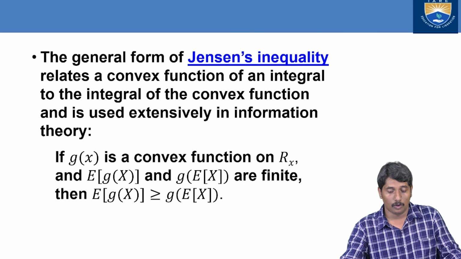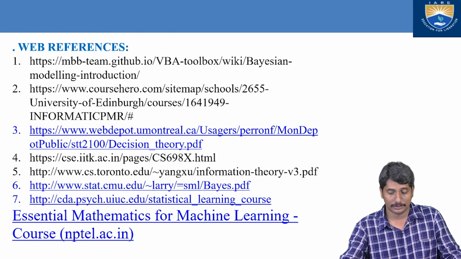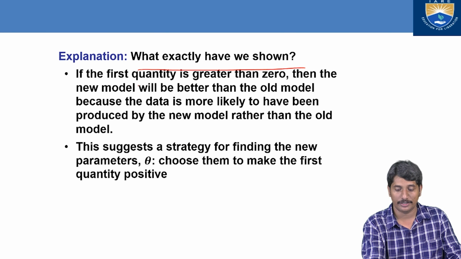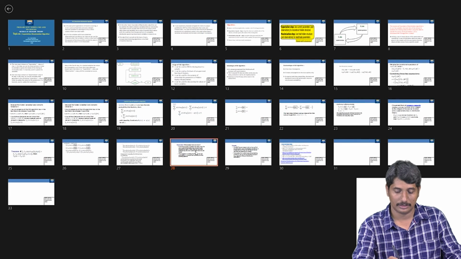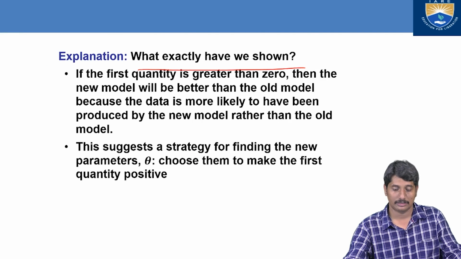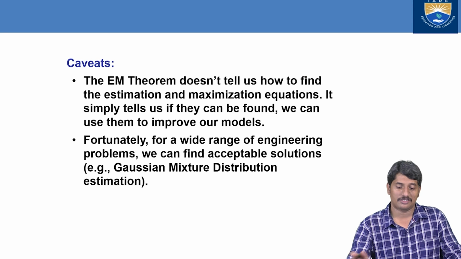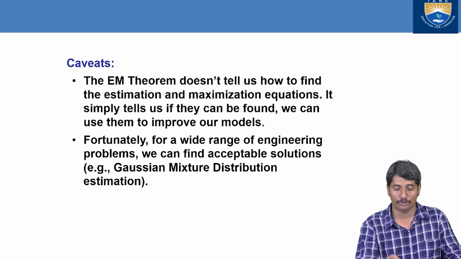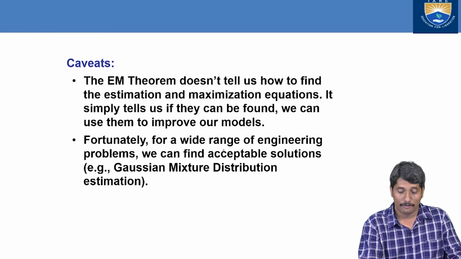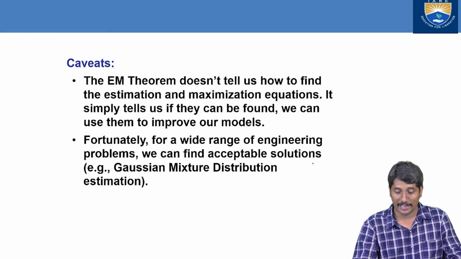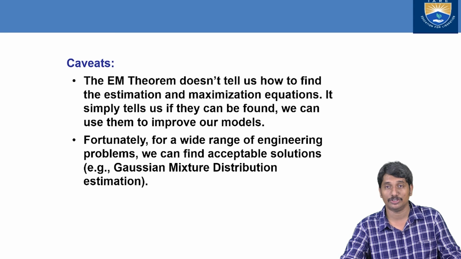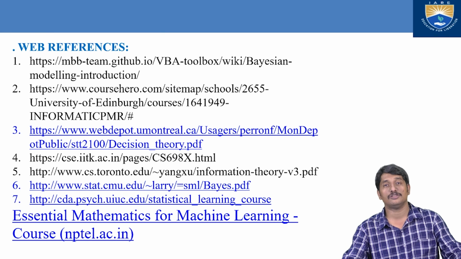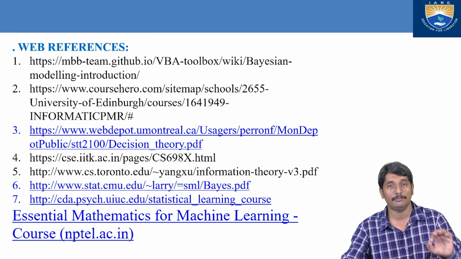Okay. Now, I'd like to conclude my lecture with this. Caveats. The EM theorem doesn't tell us how to find the estimation and maximization equations. It simply tells us that if they can be found, we can use them to improve our models. Fortunately, for a wide range of engineering problems, we can find acceptable solutions using Gaussian mixture distributions and estimations like EM laws. Okay, so this is what I'd like to share on the EM algorithm with you.